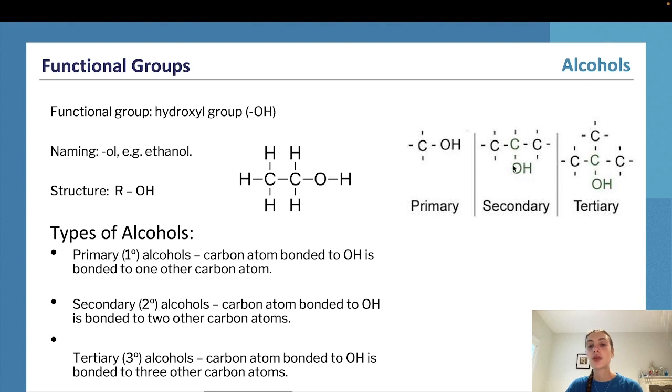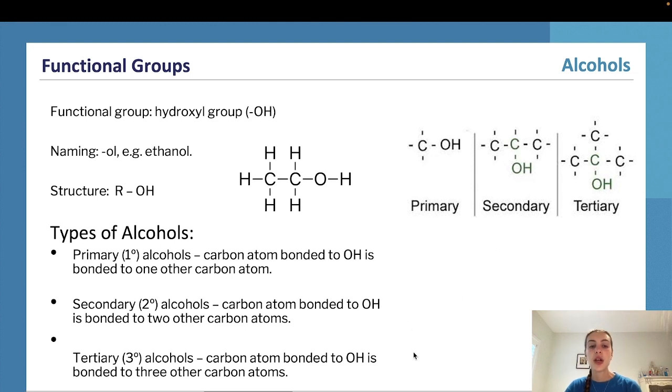And if this hydroxyl group was bonded on the first or last carbon atom, making it 1-propanol, it would then become a primary alcohol, because if it was bonded to the first or the last carbon, the carbon which the hydroxyl group was bonded to would only be bonded to one other carbon.